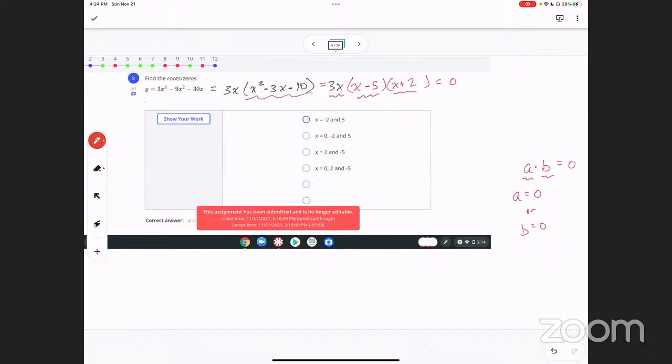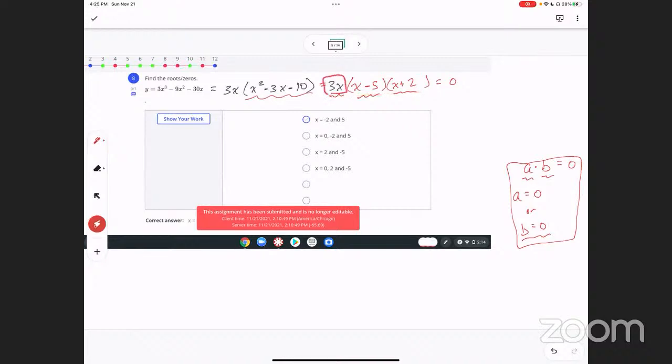Right? And if A is 0, does it matter what B is? No. It doesn't matter because it's still 0. Or if B is 0, does it matter what A is? No. So this is called the zero product property. If you have two numbers that multiply together and get you 0, then that means that one or the other has to be 0. And so that's what I'm doing with this equation.